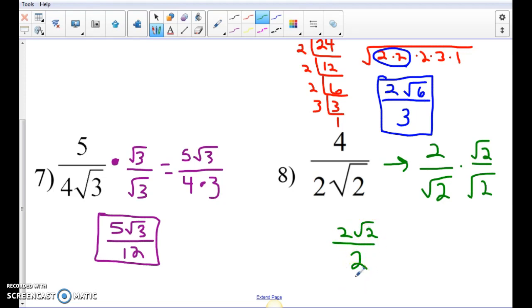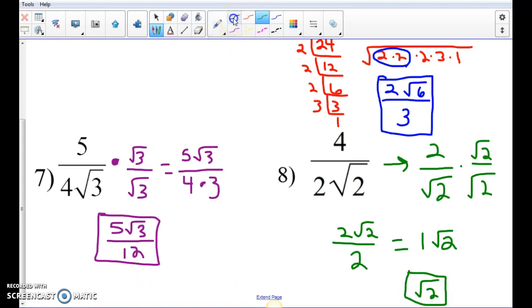Wow, that's a lot of 2's. Let's see if we can simplify anything here. So let's look at the rational numbers we have. 2 divided by 2, I can definitely simplify that. 2 divided by 2 would just be equal to 1. And then I still have that radical 2 up top. So my answer, you can write it as 1 radical 2, or you can just write it as radical 2. And that's our final answer.